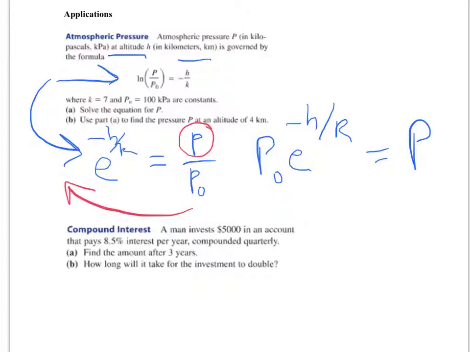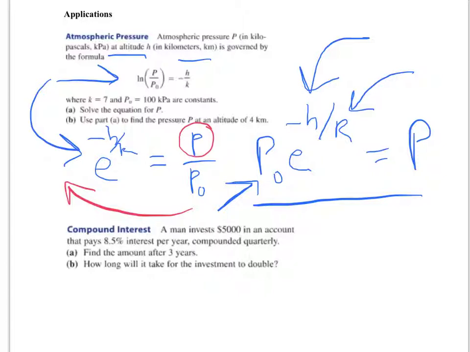Now we're to use that part A, which has given us this equation solved for P, in order to find the pressure at an altitude of 4 kilometers. The altitude is the value of h. The value of k is given as 7, and the value of P sub 0 is given as 100. So this is just a matter of substituting those constants into this formula or equation, and finding the value using your calculator.